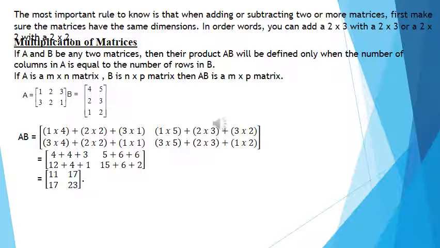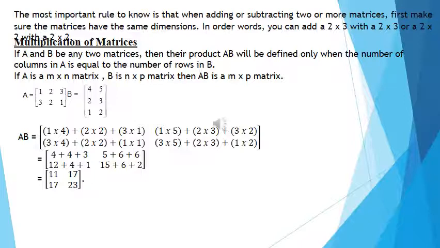So now after multiplying, you have to add it. 1 into 4 is 4, 2 into 2 is 4, 3 into 1 is 3, and 1 into 5 is 5, 2 into 3 is 6, 3 into 2 is 6. 3 into 4 is 12, 2 2s are 4 and 1 1 is 1, 3 5s are 15, 2 3s are 6, plus 2 1s are 2.